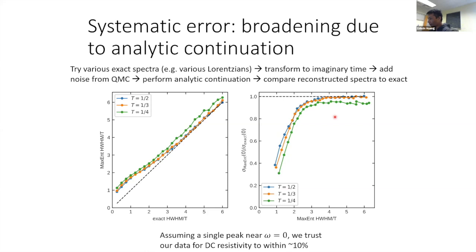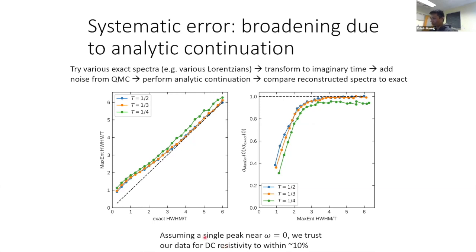What I plotted here is similarly, if we just look at the result of the reconstruction, the half width, half maximum of the maximum entropy result. This is the ratio of the DC conductivity to the exact DC conductivity. And you can see that as long as the reconstructed half width, half maximum is something around 2.5 times greater than temperature, the reconstructed result is within around 10% of the exact result.